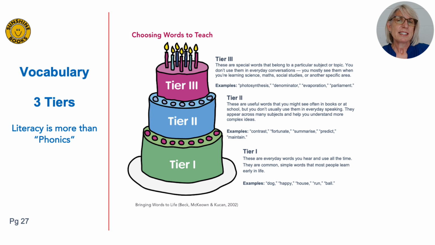Tier 1 words, these are everyday words you hear and use all the time. They're common, simple words that most people learn early in life. So examples of these would be dog, happy, house, run, ball. We must remember that for our English language learners, we may need to explicitly teach them Tier 1 words.